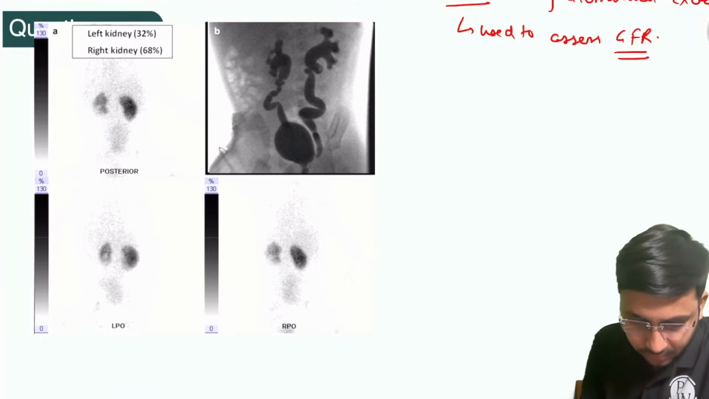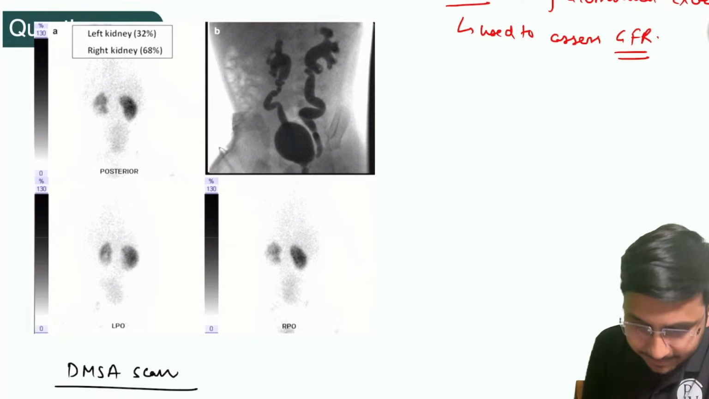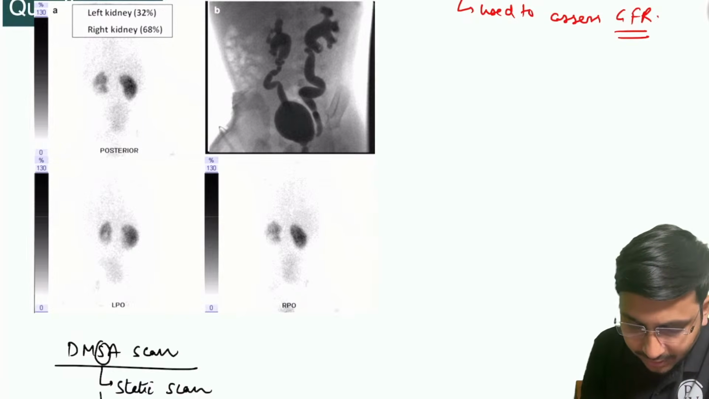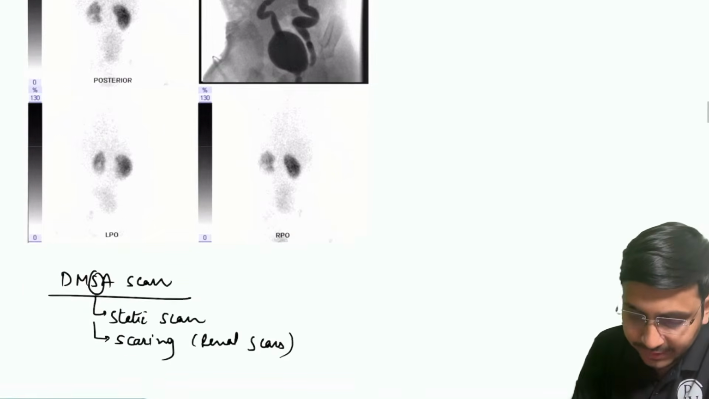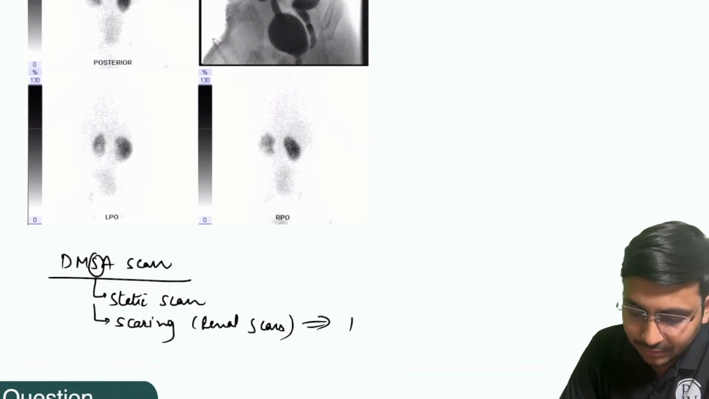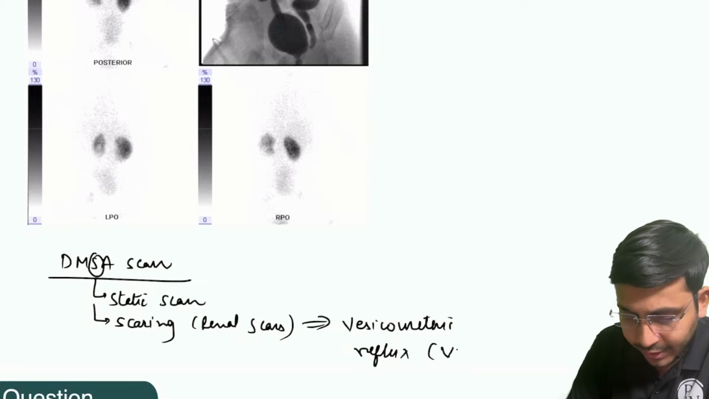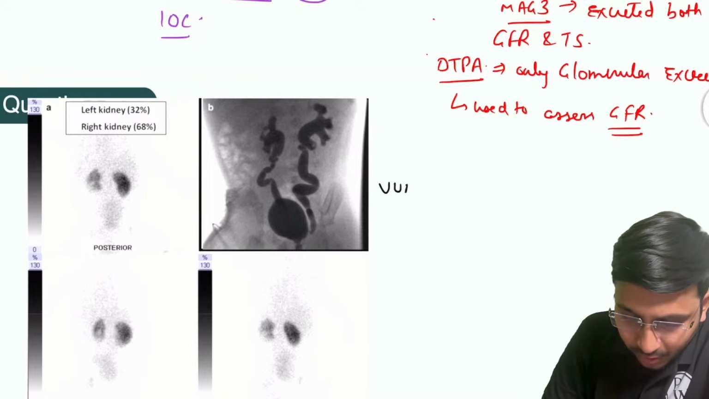Okay, now this is how a DMSA scan looks like. DMSA is a S for static scan and S for scarring. So it is used to see renal scars. And in which condition do you see renal scars? Vesico-ureteric reflux, or VUR, vesico-ureteric reflux. So this is how your VUR looks like.